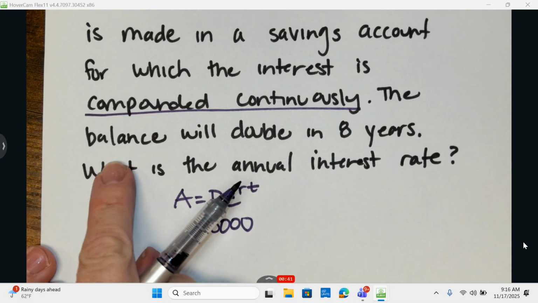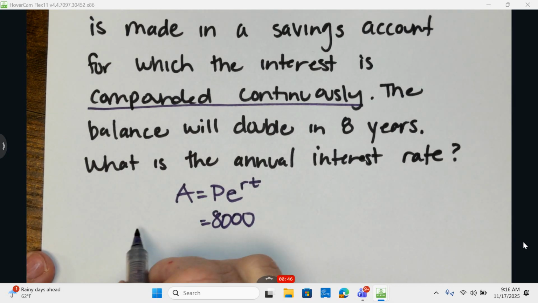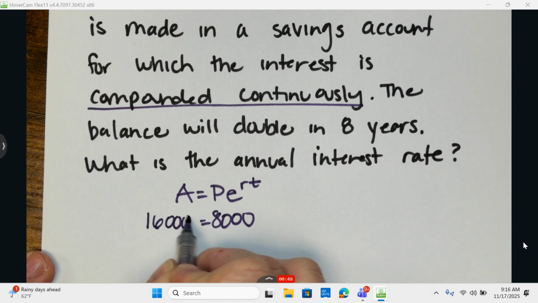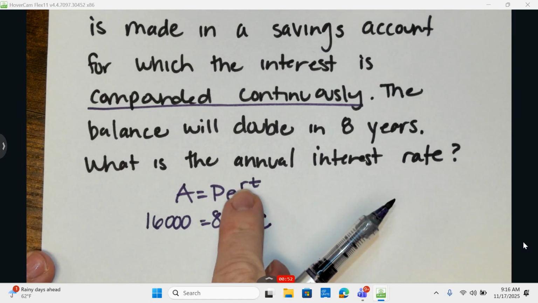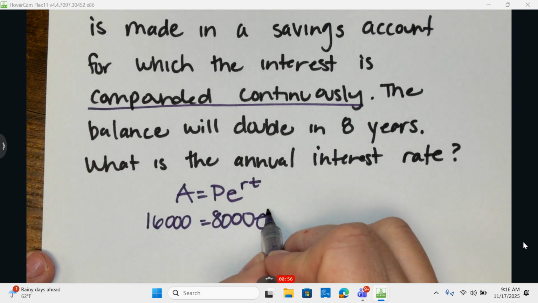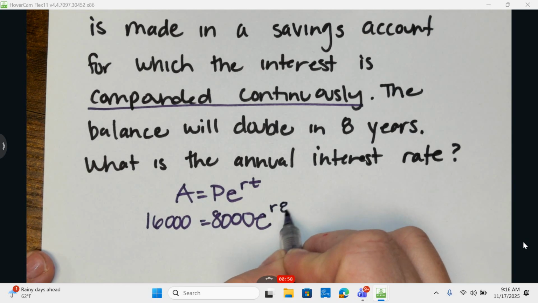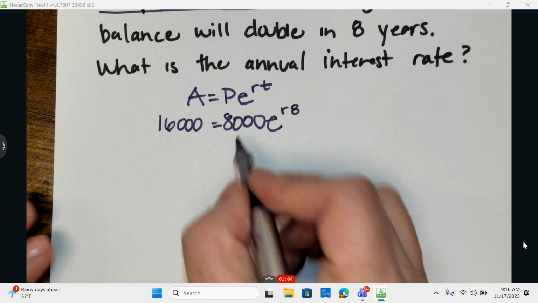It tells us that the balance will double. If I take $8,000 and I double it, it means I'm taking it times 2. I'm left with $16,000. We want to know what the interest rate is. That means I want to know R, and I know that this is invested for 8 years. I leave R here. We're taking R times 8. I'm going to demonstrate the minimal amount you need to show in order to receive credit.